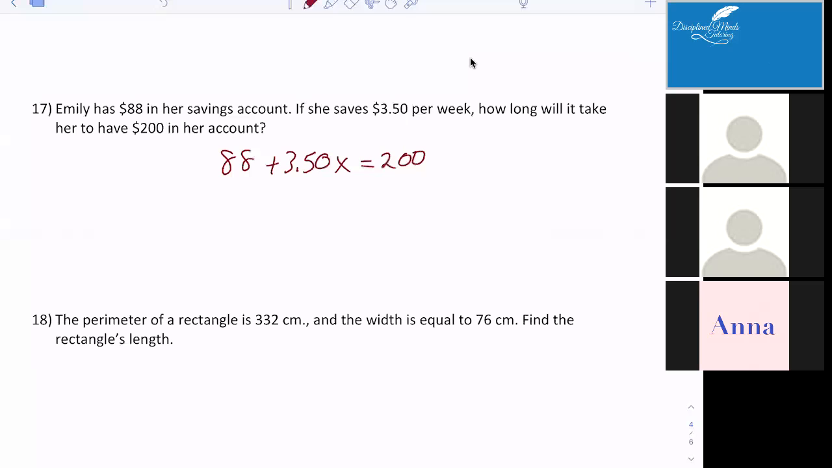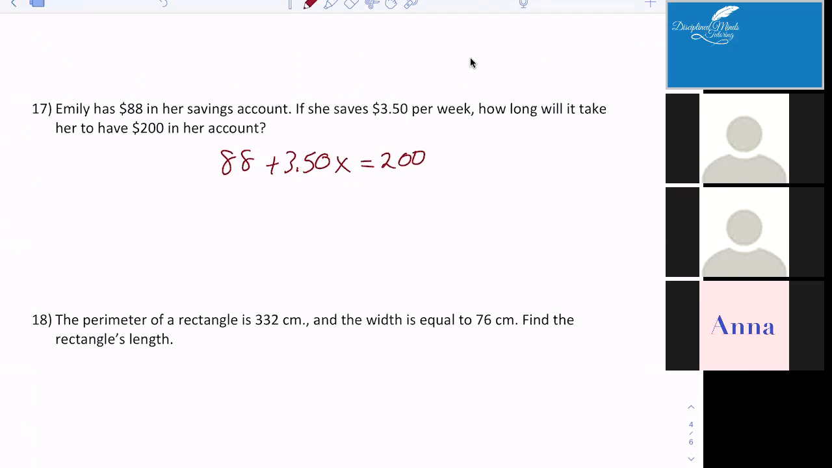Everybody else should be able to do that. She has how much money in her account right now? $88. She's going to put in her account what? $350 per week. She's trying to save up $200. That's what you're doing. All right? Very good.